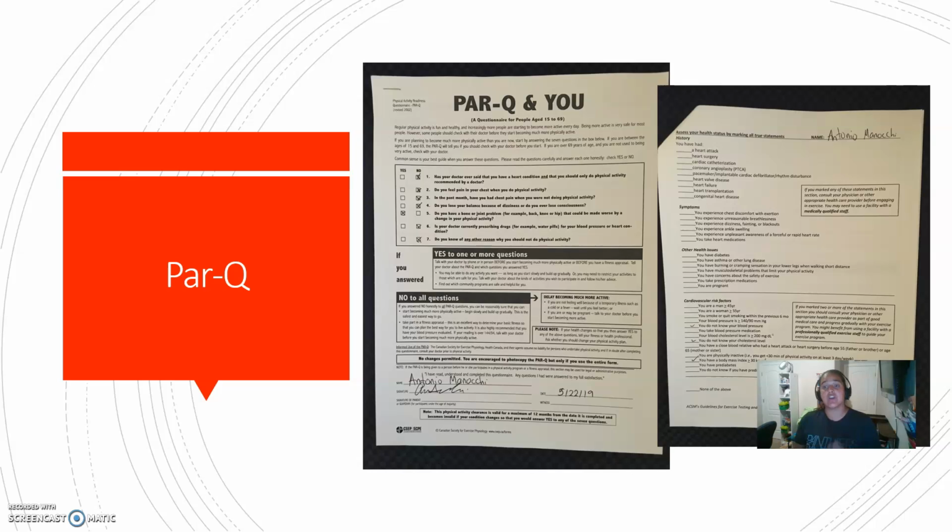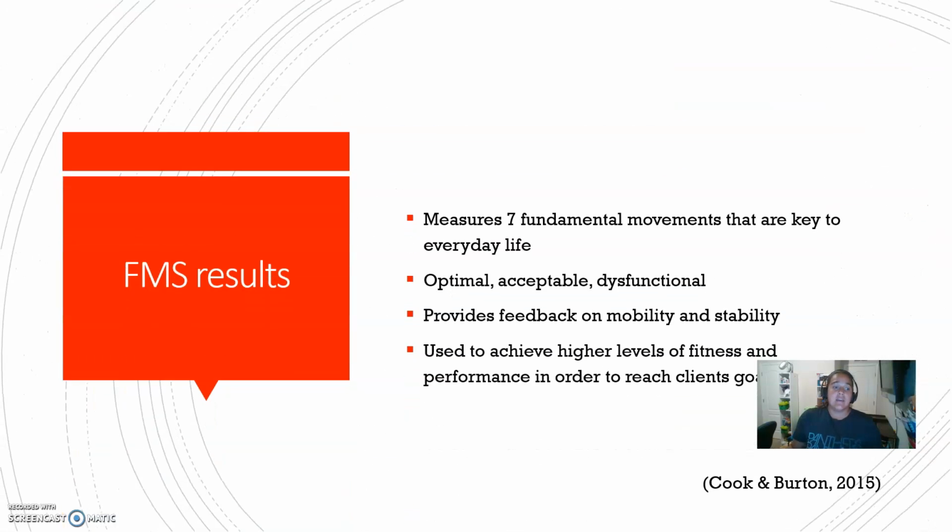It's very important to know if they've had any heart issues or any lung or breathing issues and things like that. Now, FMS, the functional movement screen, measures seven fundamental movements that are key to everyday life. These are functional movements. It helps us walk and bend down to pick something up, but they're also movements that we see in every exercise that we do. You'll see these movements throughout. It measures and gives us feedback on mobility and stability of our clients.